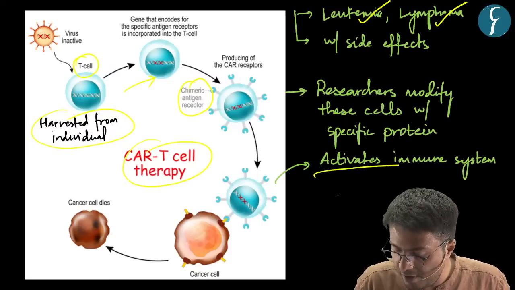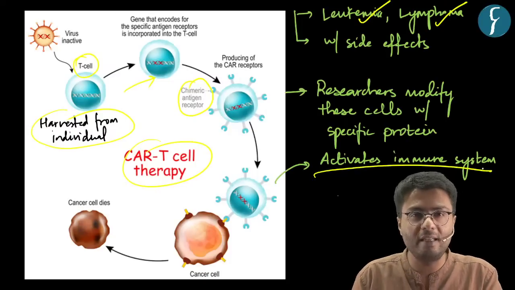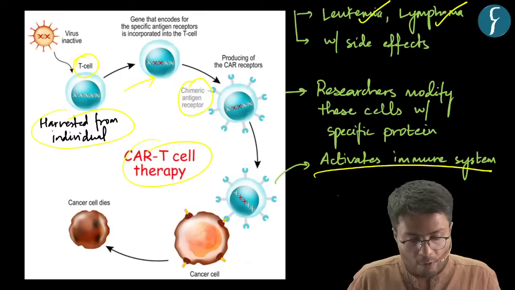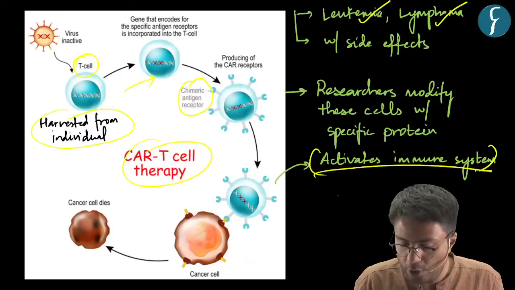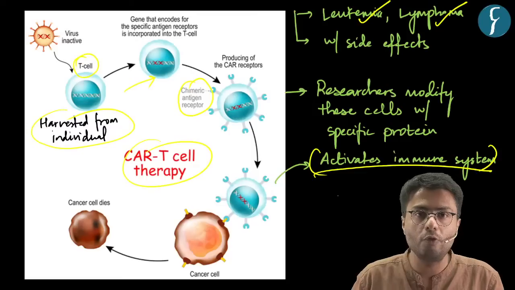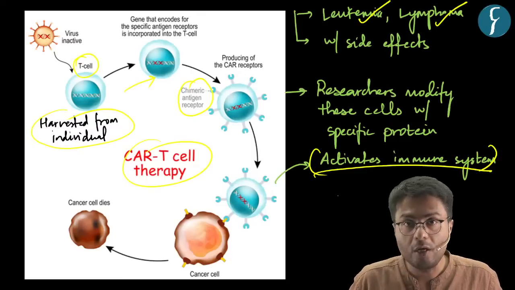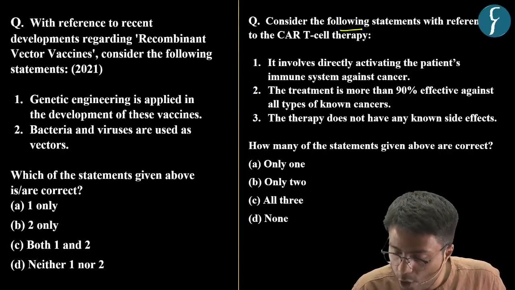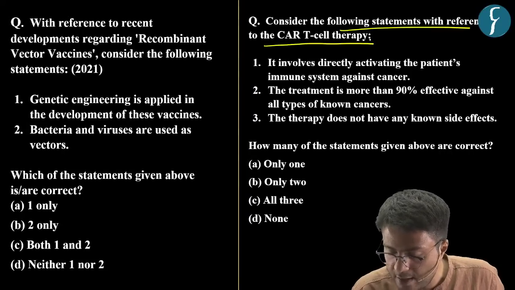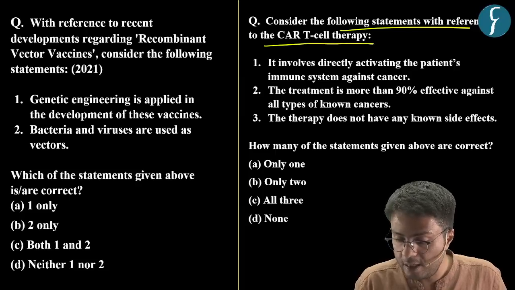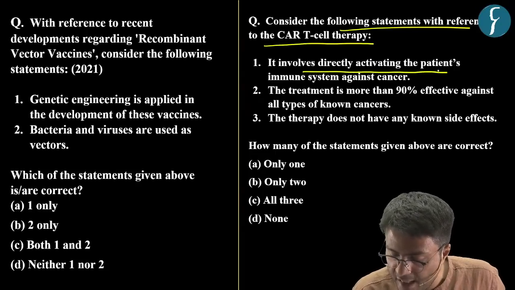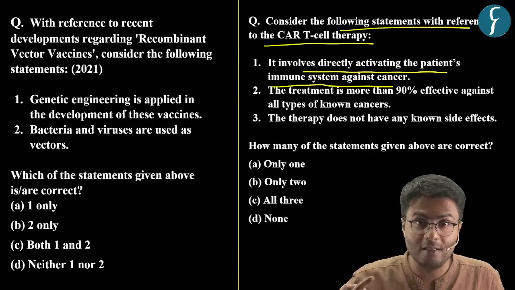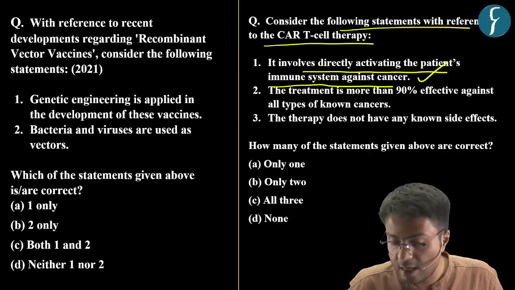Hence, they activate our immune system in such a way that it can fight the cancer cells which emerge in our body. Hence, when these CAR cells bind to cancer cells, they are destroyed in our human system. Therefore, let us now discuss the practice question. Consider the following statements with reference to CAR cell therapy. The first statement says that it involves directly activating the patient's immune system against cancer. As we have discussed, this statement is correct.